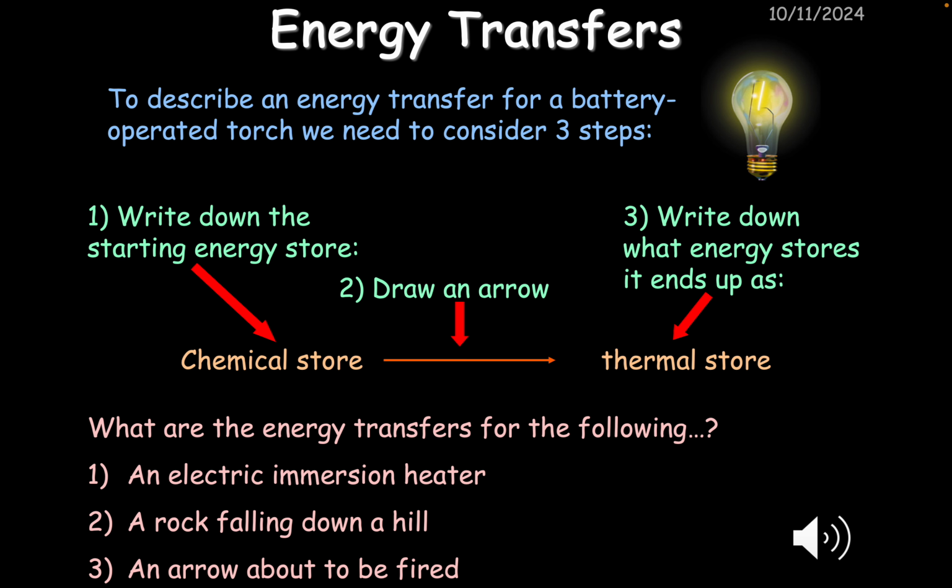An arrow about to be fired using a bow and arrow, then you've got an elastic potential energy in the bow which is then going to convert into a kinetic energy, and the transfer mechanism is by means of work done physically.